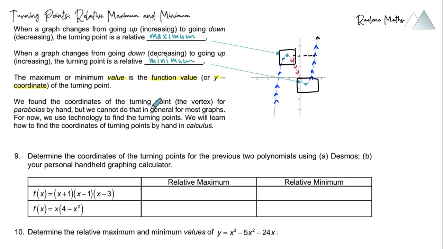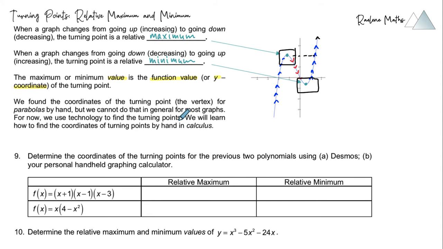So we've found the coordinates of the turning point or the vertex for parabolas by hand, but in general we can't do this for most graphs. We're going to have to use technology, and then when we get to calculus, we learn how to find the coordinates of the turning points for all functions and not just parabolas by hand.